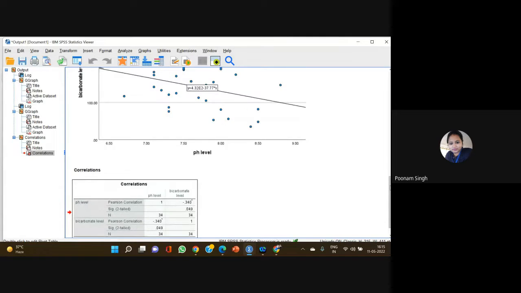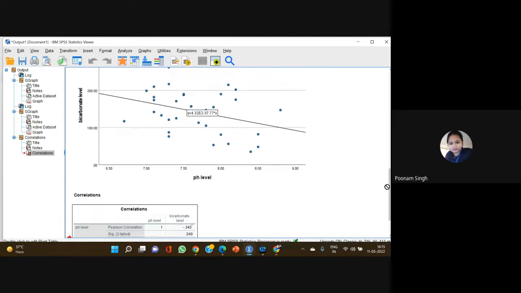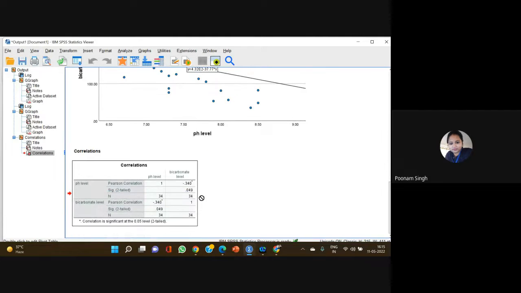And in the graph also we can see that the points were scattered around. They were not too close to the straight line, they were scattered about the straight line. So it is obvious that the correlation coefficient value will be minus something like 0.340.